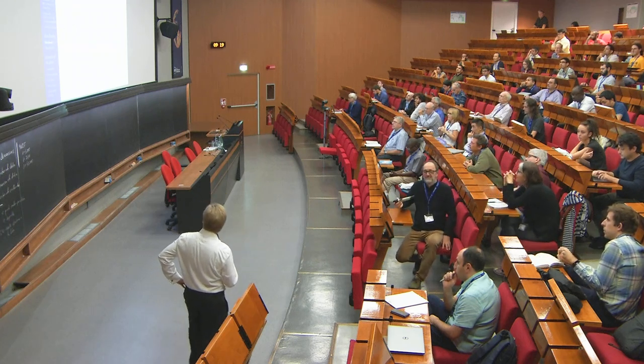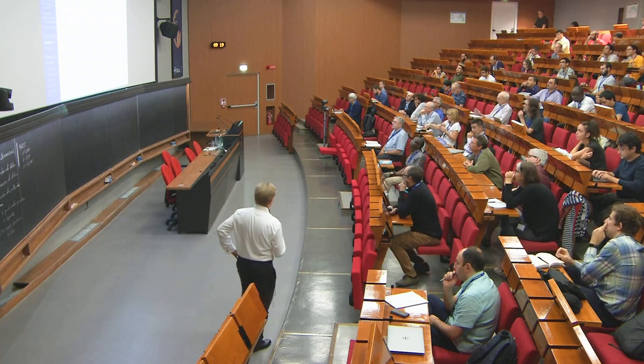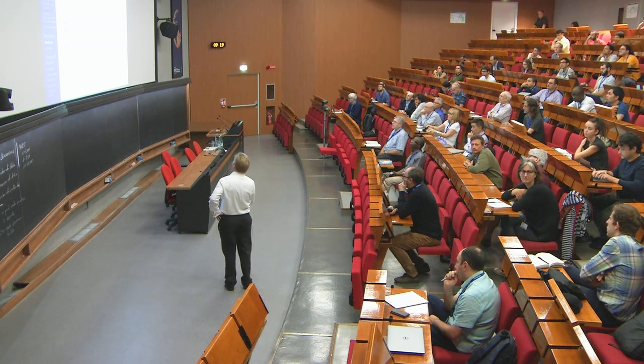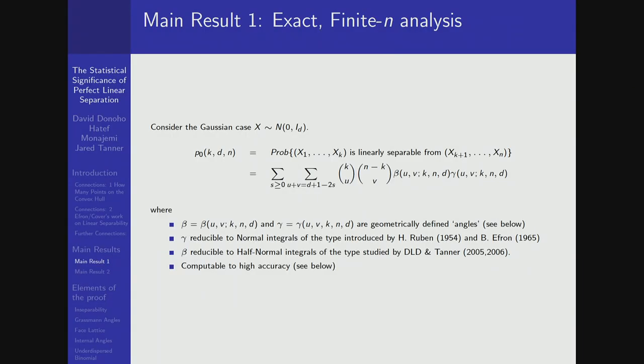OK, so here's the main takeaway, really, which is a formula that if x is drawn Gaussian, then the probability that k data points are separated from the remaining n minus k data points has a formula. And this is exactly the formula. OK? And one can calculate these things. For large problem sizes, you can't calculate them very reasonably. You have to do some large deviation asymptotics, and we'll give you some exponents and some probability bounds.